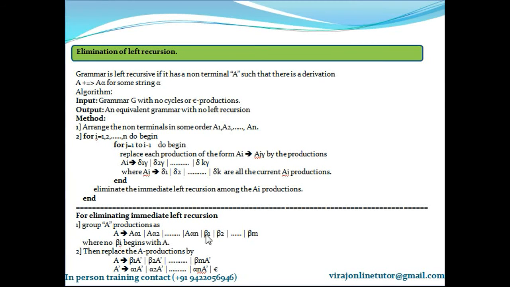So is this clear what I have written here? All these productions from A alpha 1, A alpha 2 till A alpha n start with capital A, and beta 1, beta 2 till beta m, all these productions do not start with capital A. So this is a production that I have given to you all. All these start with capital A, all these do not start with capital A.